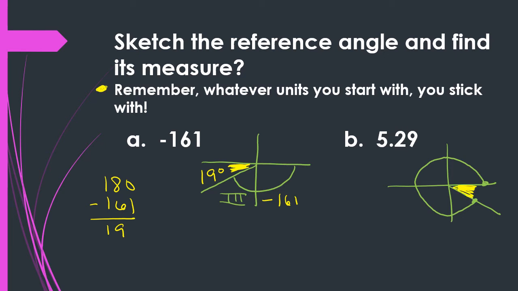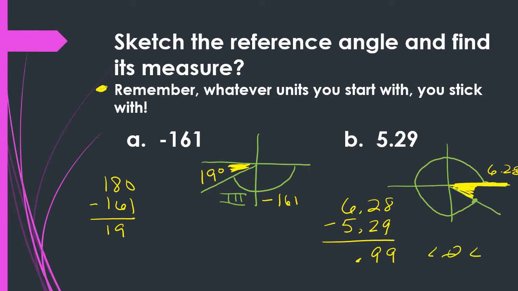So I think about this axis right here, and I know that there are 6.28 radians in the axis that angle touches. So I am going to take 6.28 and subtract 5.29. And if my math serves me correctly, I'm going to get 0.99 radians, which meets the condition that theta is between 0 and 1.57, making it a positive acute angle.